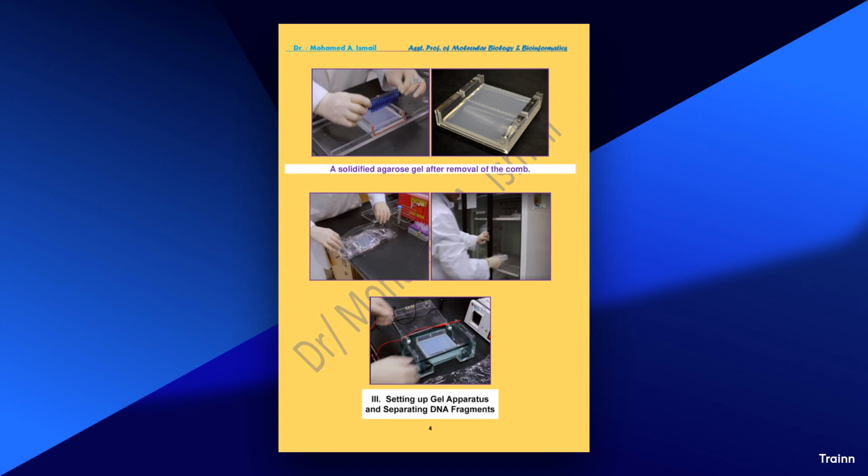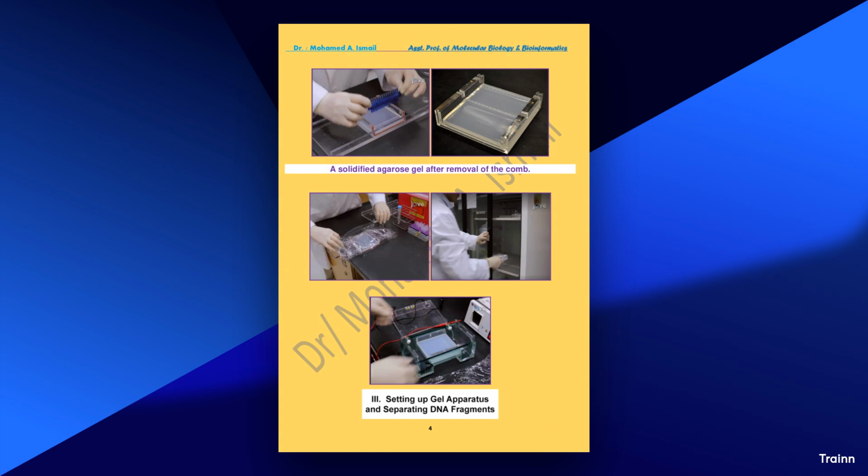C. Failure to document results. Error: not adequately documenting gel images and analysis results. Impact: this can hinder reproducibility and the ability to reference results in the future. Solution: keep detailed records of gel images, annotations, and interpretations for future reference.